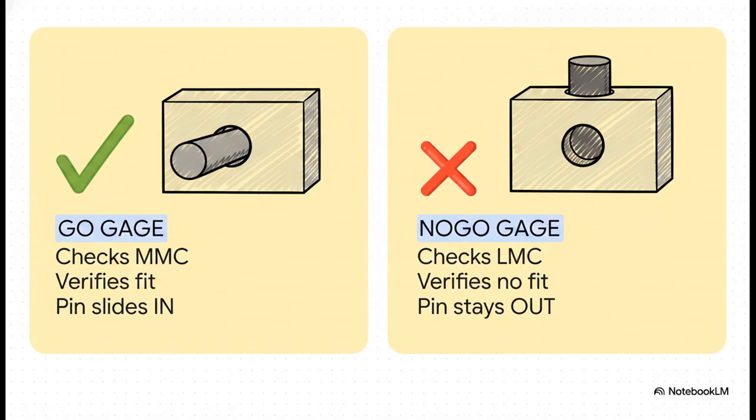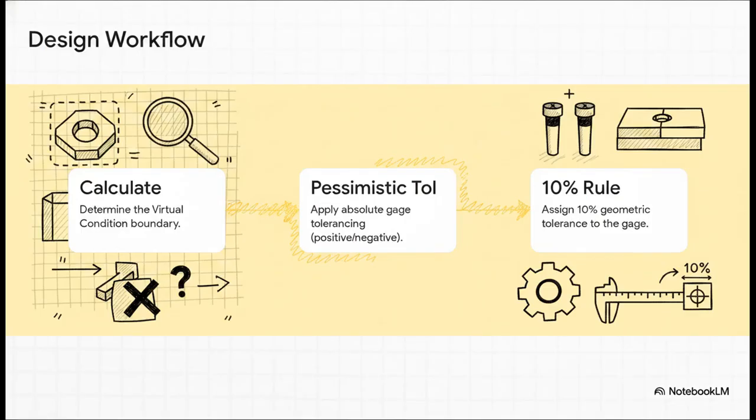No-go gauges, on the other hand, check the least material condition. You typically use these to ensure enough material has been left for a further machining process, like boring. A no-go gauge must not fit into the feature. Let's put this into a standardized 3-step design workflow. First step, you calculate the virtual condition straight from the print. Second, you apply what we call absolute gauge tolerancing.